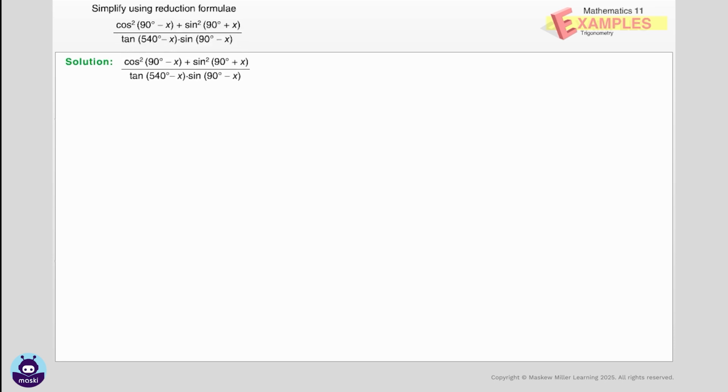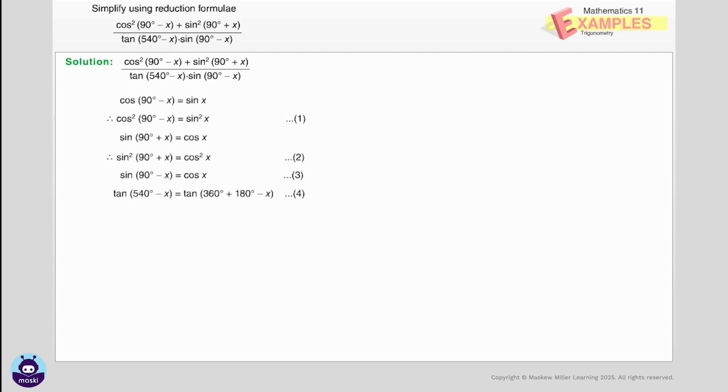Solution. From reduction formulae, we know that cos (90° − x) equals sin x. Therefore, cos² (90° − x) equals sin² x. Sin (90° + x) equals cos x. Therefore, sin² (90° + x) equals cos² x. Sin (90° − x) equals cos x. Tan (540° − x) equals tan (360° + 180° − x).